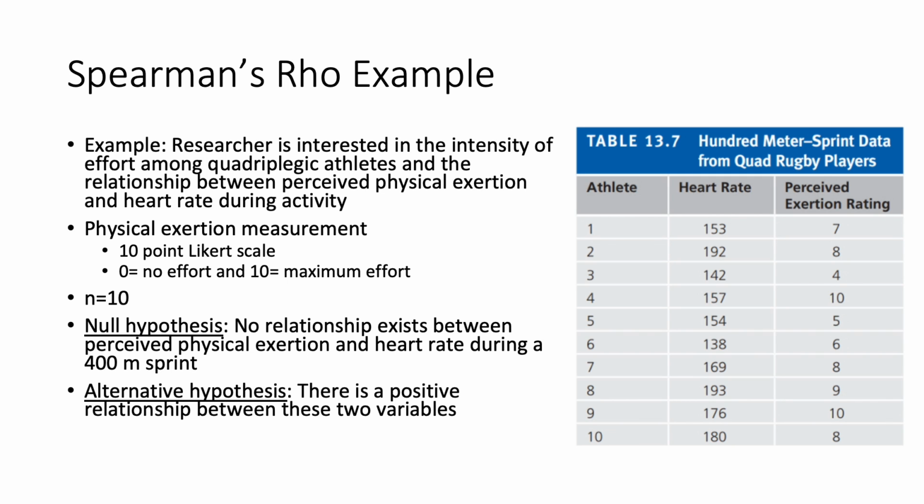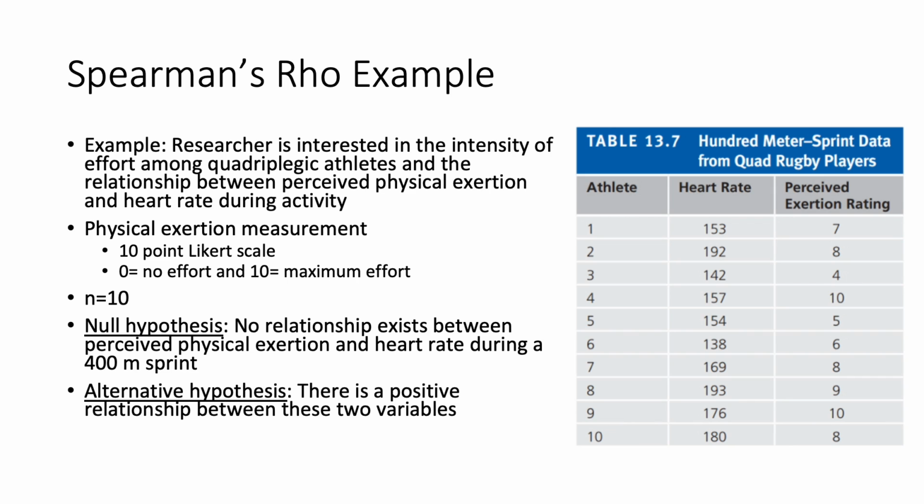There are 10 players, and they were tested on a 400-meter sprint around a track, and you would come up with the null hypothesis, which would state that no relationship exists between perceived physical exertion and heart rate during a 400-meter sprint, while the alternative hypothesis would state that there is a positive relationship between these two variables.